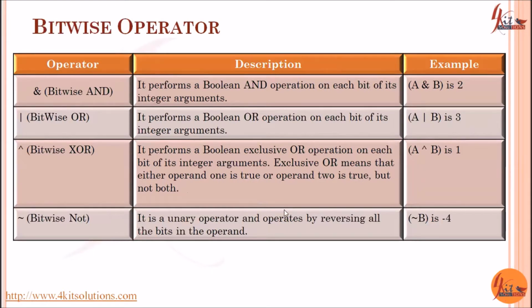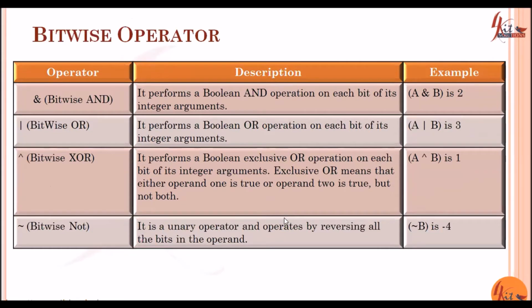Then we have bitwise operators. Bitwise operators perform on the individual bits of the integer argument. So we have bitwise and, bitwise or, bitwise xor, bitwise not, left shift, right shift with 0. They perform the operation on the bits of the integer arguments.